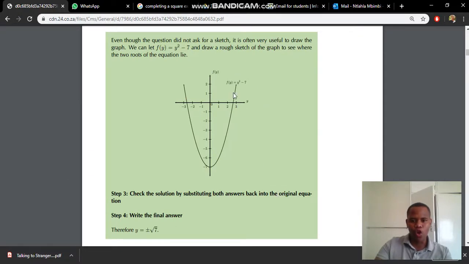So if you were to draw that function, that would be that function. And so the square root of 7 would be the negative. So you have 2 roots there, you have plus minus, so the negative one would be there and the positive one would be there, really.